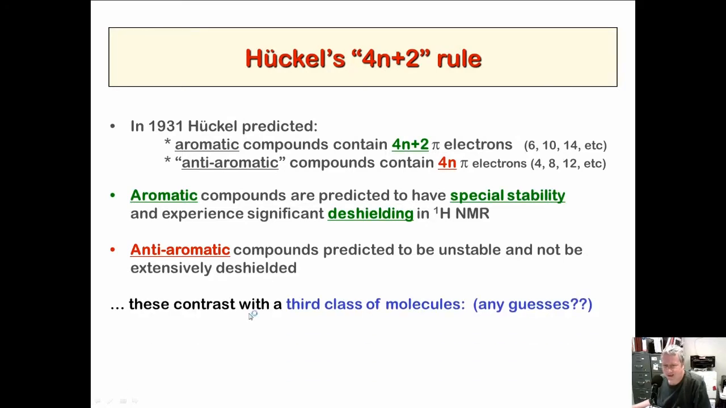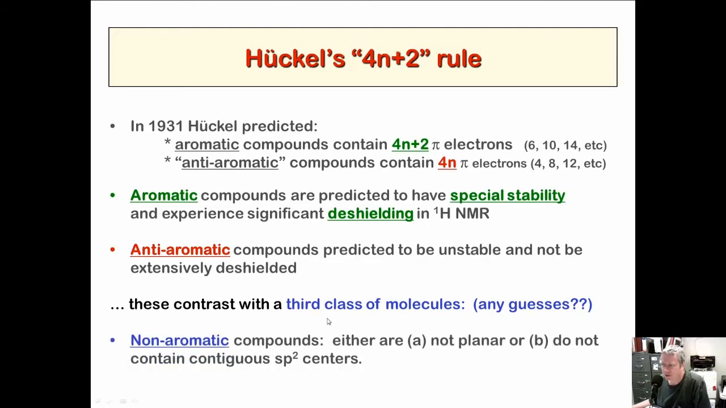Okay, and then there's a third class of molecules. I already told you what they were a second ago, right? I said there's aromatic, anti-aromatic, and what's the third one? Any guesses? It's called non-aromatic. So non-aromatic and anti-aromatic are different. All right. So non-aromatic either are not planar. For aromatic and anti-aromatic, they have to be planar. Like three-dimensionally, they have to be a flat molecule, right?